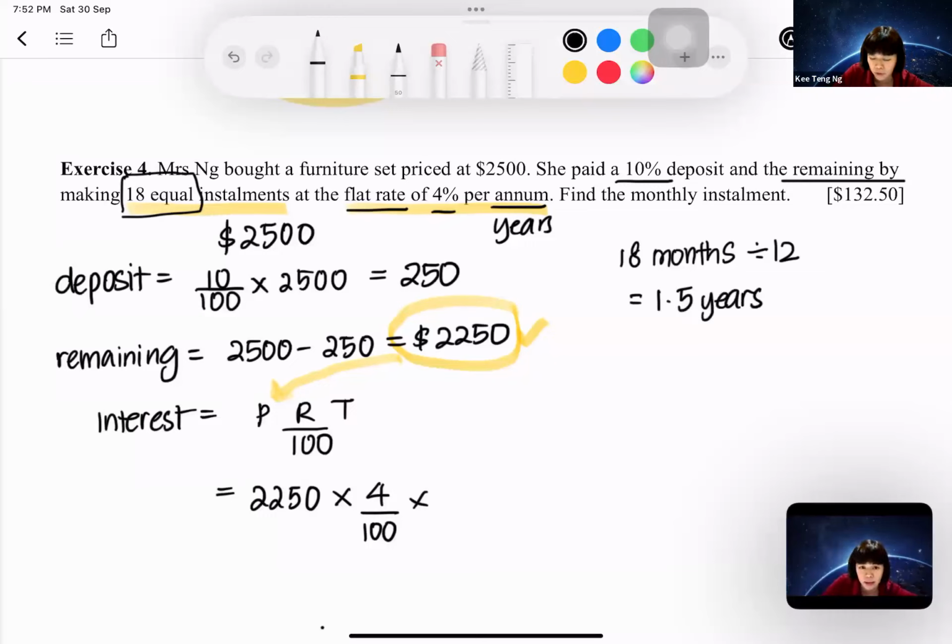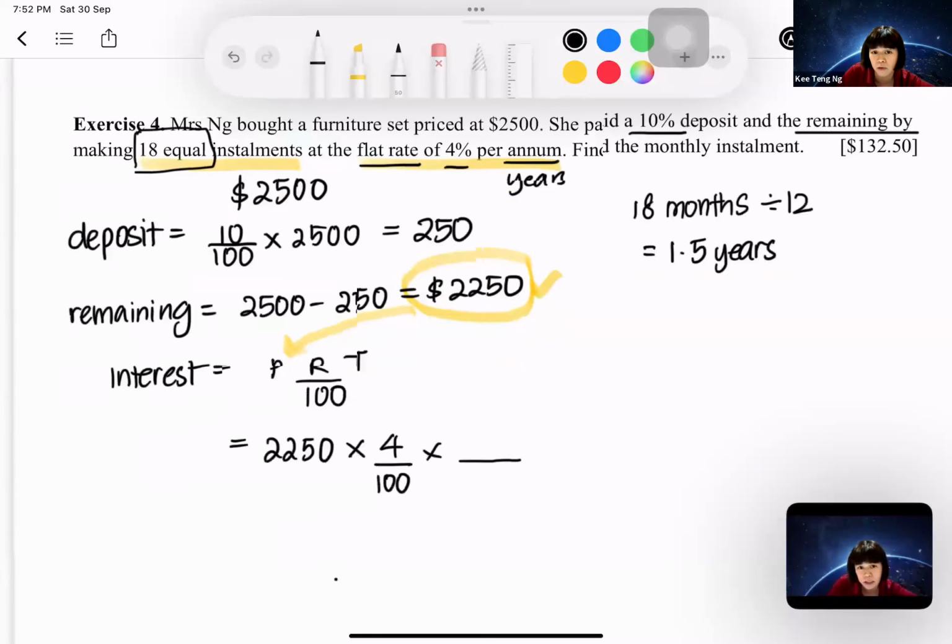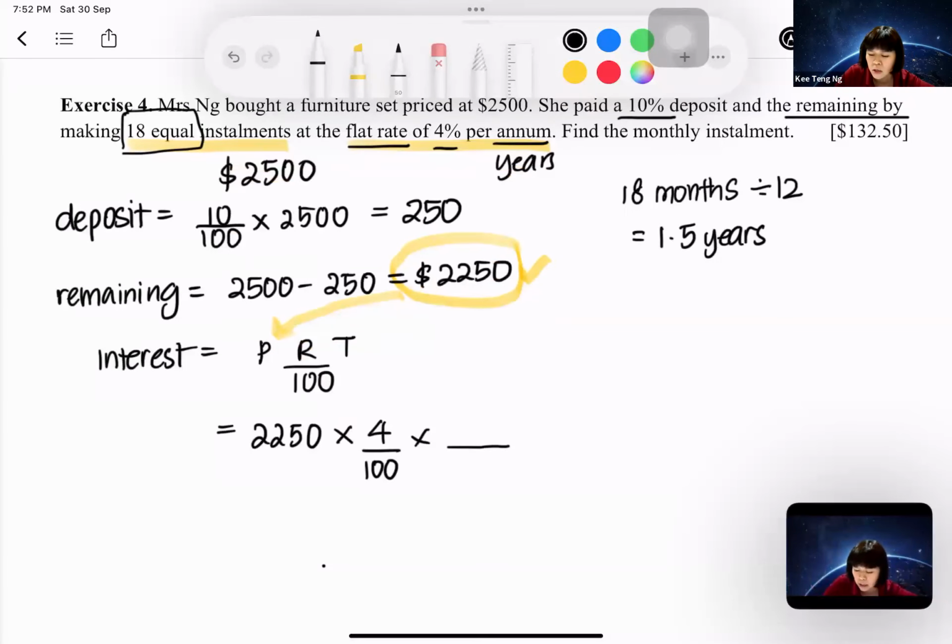Okay, 1.5 years. So what do I put down here? This is in terms of years. The interest rate is per annum, so it's yearly. So this one will be 1.5 years. Okay, take note of this. All right. So now we calculate the amount of interest we need to pay, times 1.5 of a year.